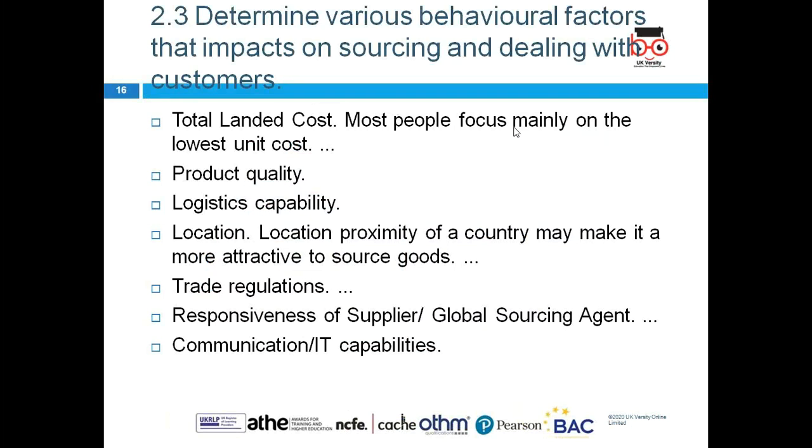Any question there? Okay, next we look at the behavior side. Behavior factors impact sourcing and dealing with the customer. What is meant by customer behavior? How does behavior change? Does behavior always change due to price? No, there are other factors like quality, availability and location, because behaviors differ in different locations. So we need to think about that.